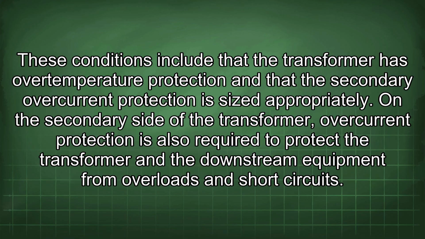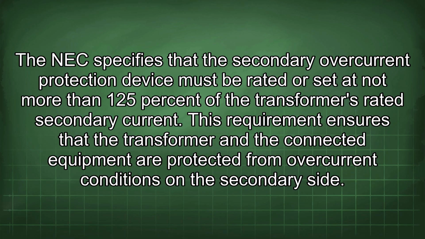On the secondary side of the transformer, overcurrent protection is also required to protect the transformer and the downstream equipment from overloads and short circuits. The NEC specifies that the secondary overcurrent protection device must be rated or set at not more than 125% of the transformer's rated secondary current.